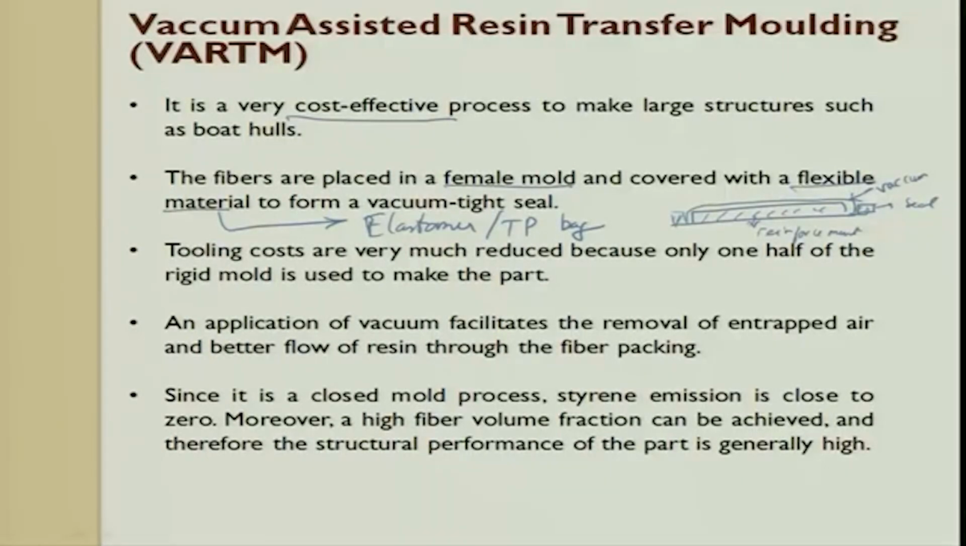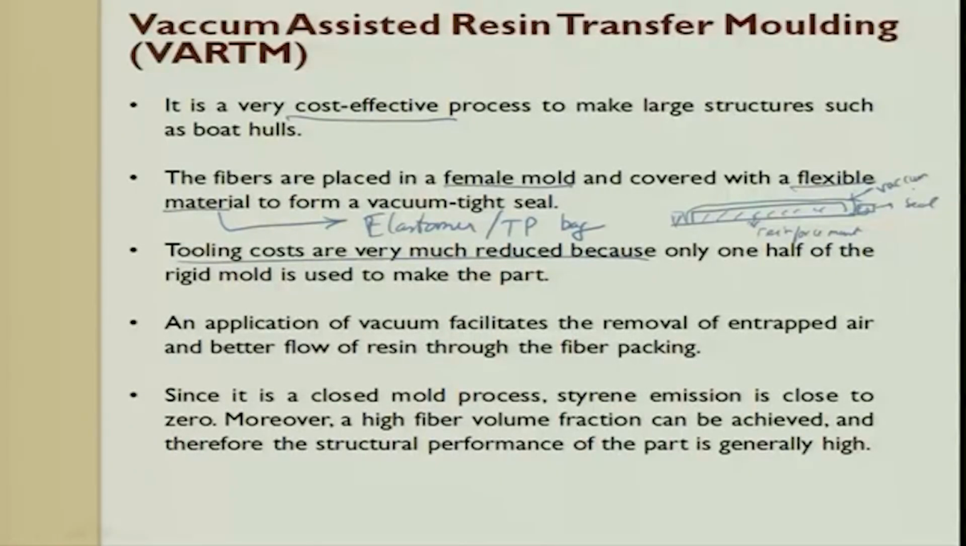So, here the female mold is made and it is covered by a flexible material, which is the vacuum bag. The vacuum bag is an airtight polymer bag to be put there. You put it and then you seal both ends. The tooling cost is very much reduced because you do not have another side of the mold. In the previous one, resin transfer molding, we talked about the male part and female part, so we had the bottom side and the top side also. Here you do not need the top side.